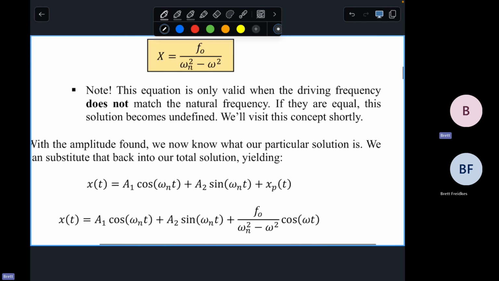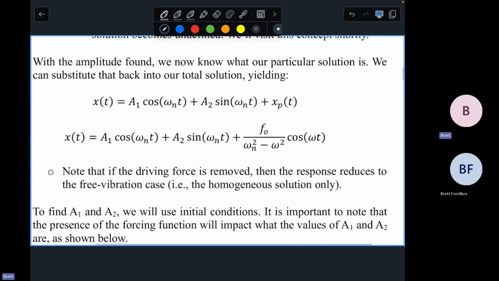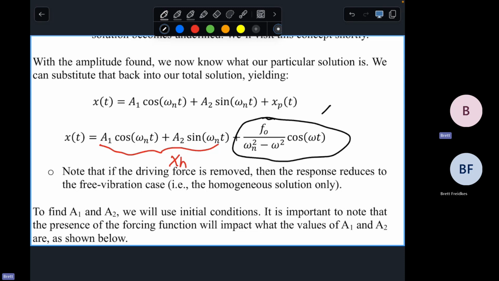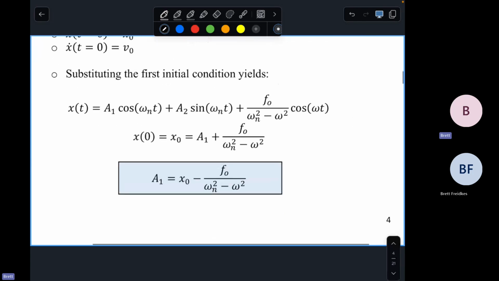So we can add that solution to our total solution. That's the particular. Right, again, this whole thing is the homogeneous. This is the particular. And now to find those unknown amplitudes, A1 and A2, we use the initial conditions. And I go through this math here. You know, you plug in 0 for time. And then when you plug in 0 for time, your output is x naught. You can solve for a coefficient. Dylan.